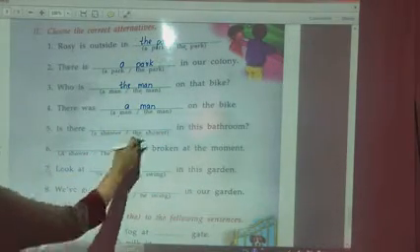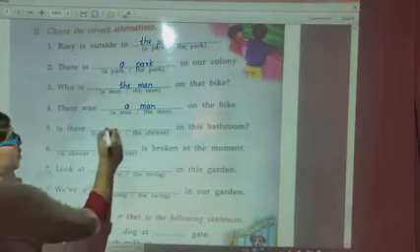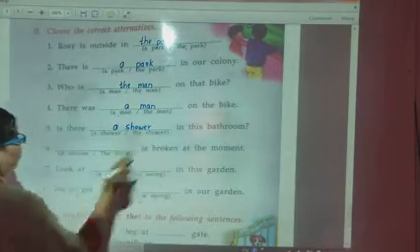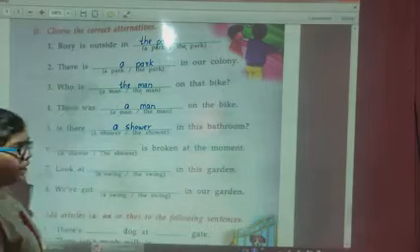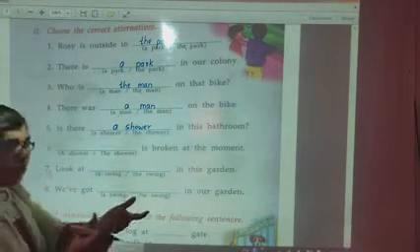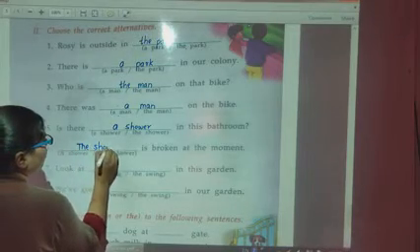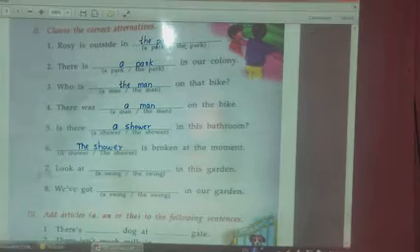Now, is there dust in this bathroom? A shower or the shower? One shower, that is a shower. Dash is broken at the moment. Now that particular shower. So the shower is broken at the moment.